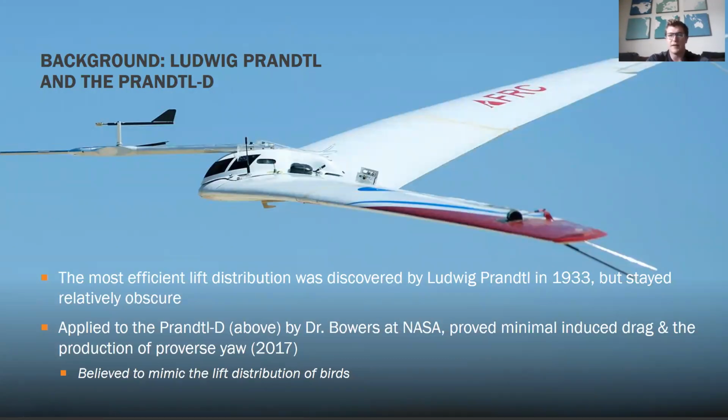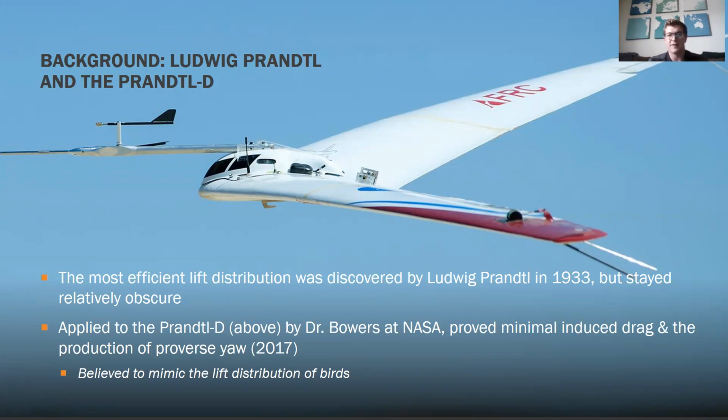So in 2016, Dr. Bowers and his research team at NASA uncovered some of the early works of Ludwig Prandtl and his revision to this elliptical lift distribution in 1933. They uncovered the bell-shaped lift distribution, which Ludwig Prandtl says is best for other aircraft configurations, namely a flying wing. So Dr. Bowers was able to prove minimal induced drag and the production of proverse yaw as a consequence of using this new lift distribution.